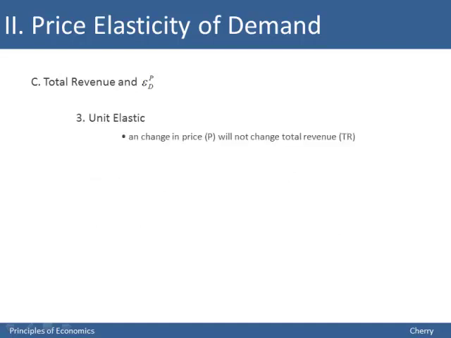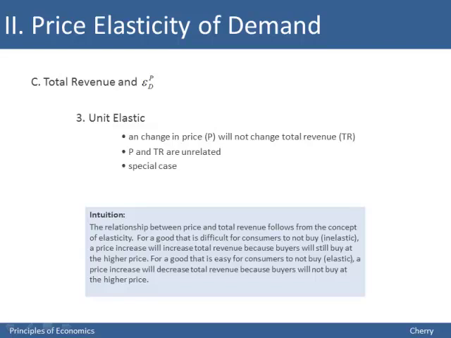All right, so what about unit elastic? In this case, a change in price will not change total revenue. Price and total revenue are unrelated to one another. So if you increase or decrease price, total revenue is not going to change. And this is a special case. And this makes sense because the proportional changes are equal, so any negative impact from reduced sales is going to be perfectly offset by the gains in revenue from the higher prices, or vice versa. The lost revenue from lower prices is going to be perfectly offset by the gains in sales.